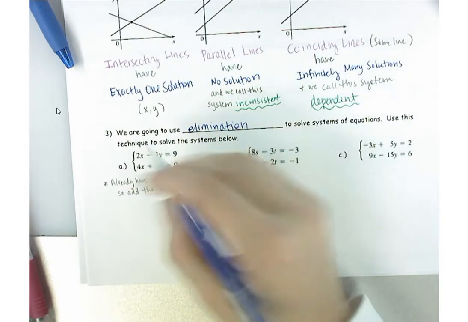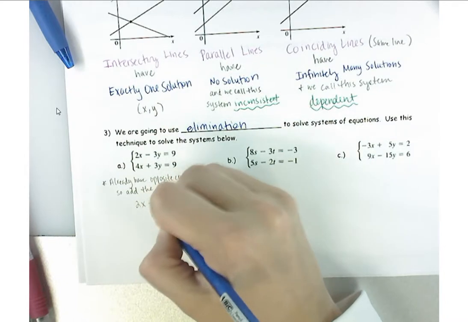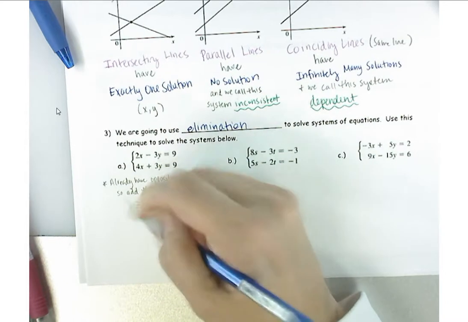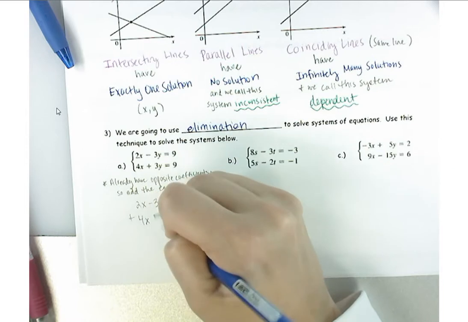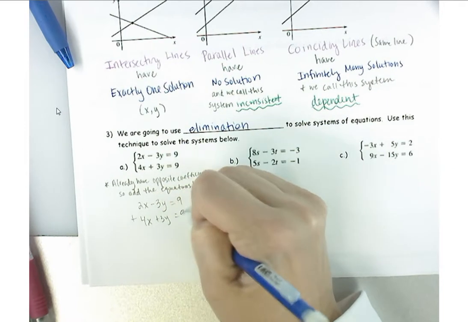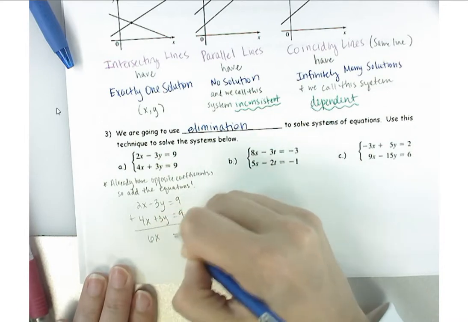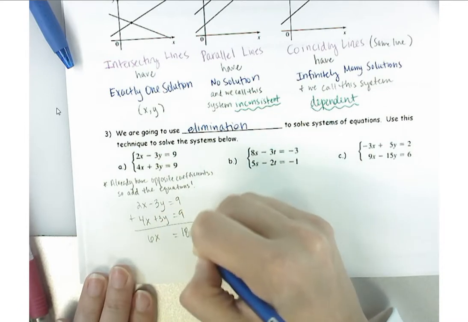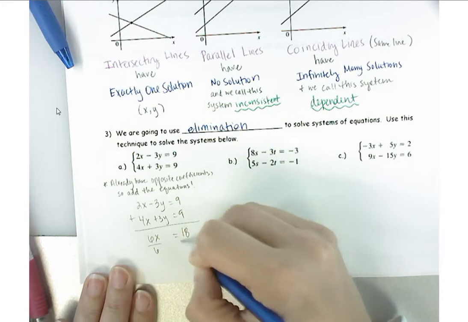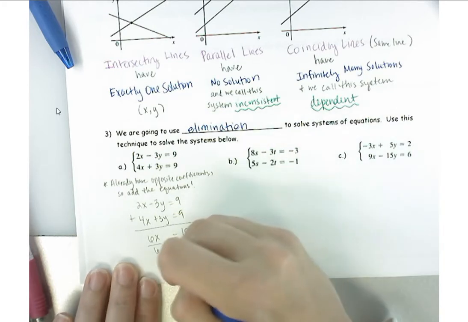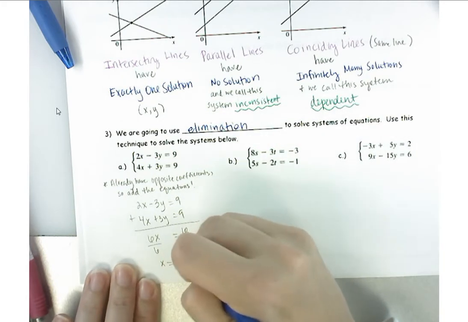Okay, so if I add these together, 2x minus 3y equals 9 plus 4x plus 3y equals 9. Just going to add my like terms, so I have 6x equals 9 plus 9 is 18. So then to solve for x, I divide both sides by 6, and I would get x is equal to 3.